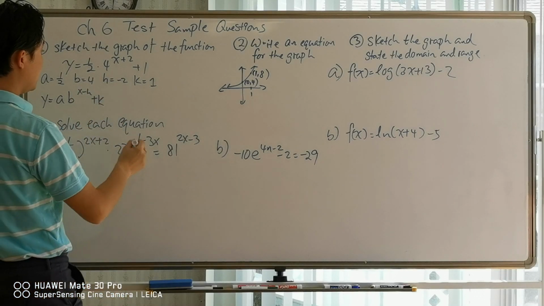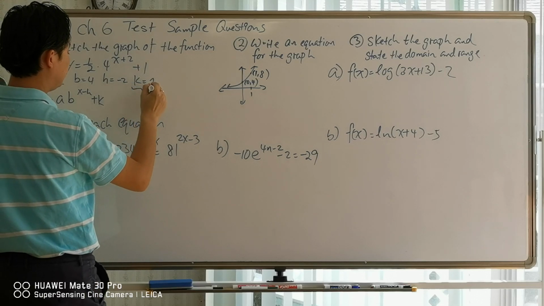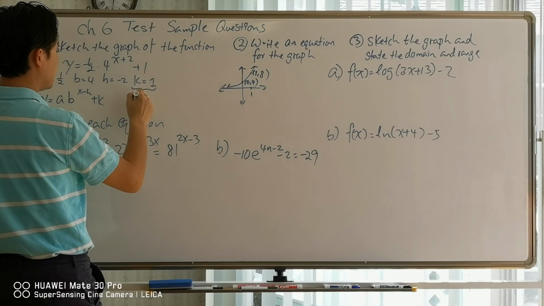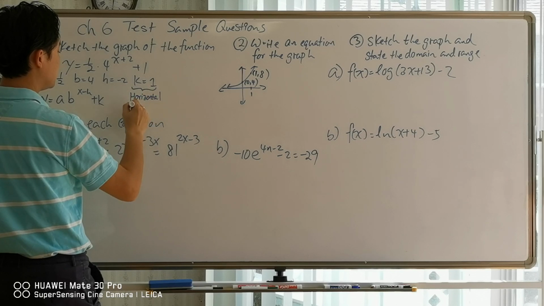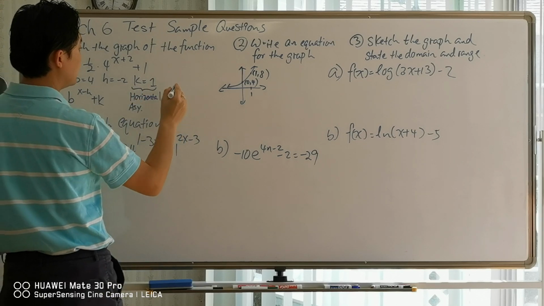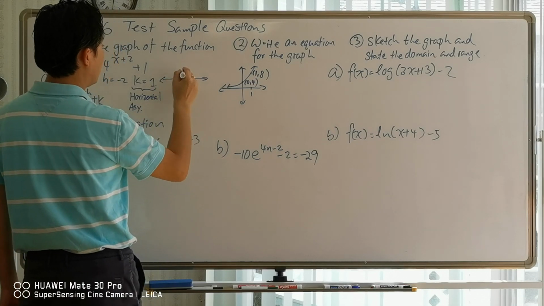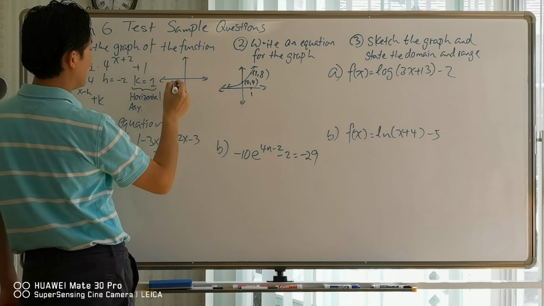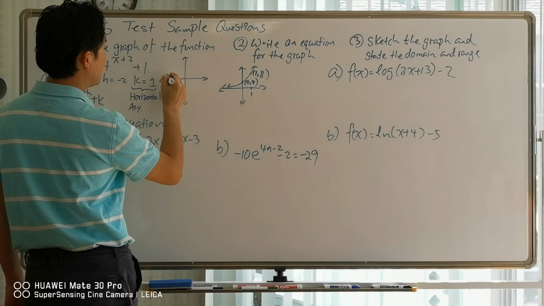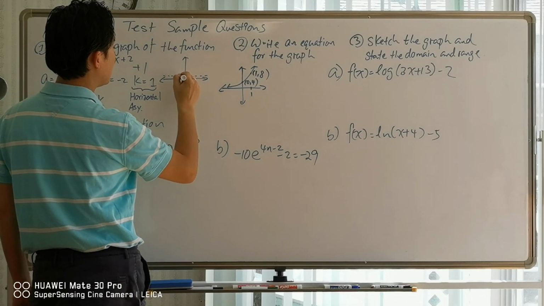Another thing we notice is the value of k, which is considered the horizontal asymptote. Anytime we start with an exponential function graph, we always start with the value of k. So y equals 1, which would be right here.